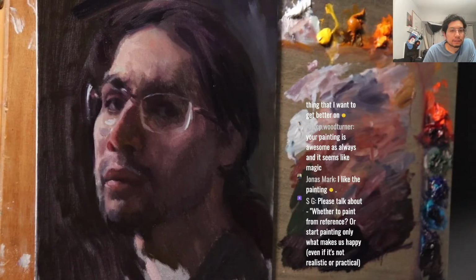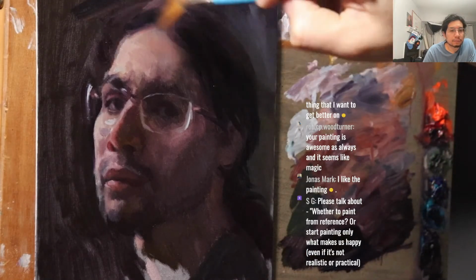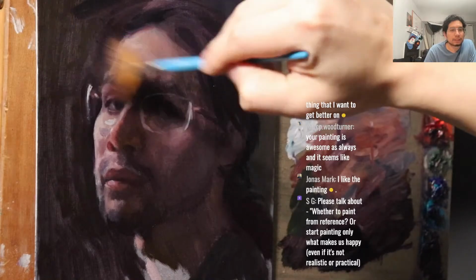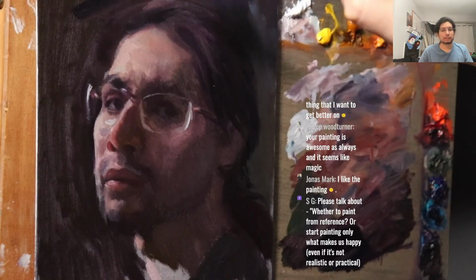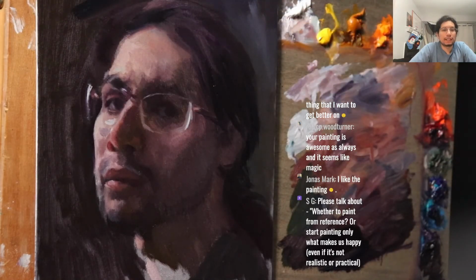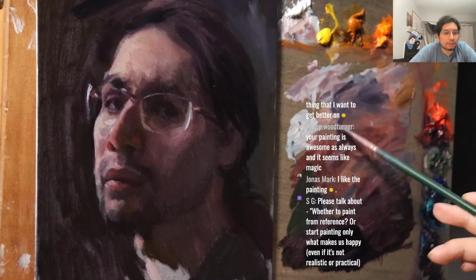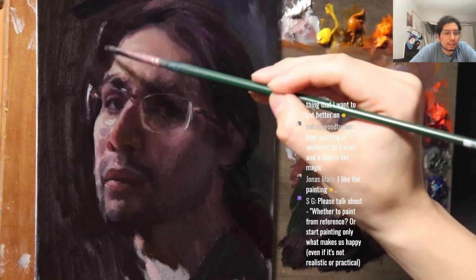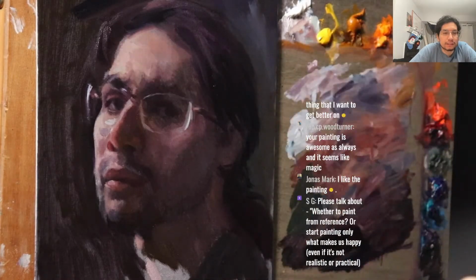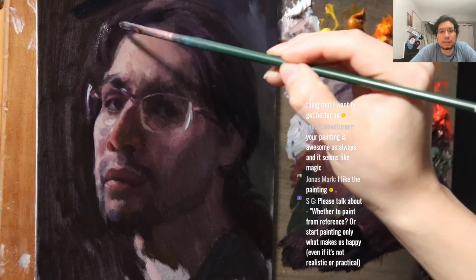SG, please talk about whether to paint from reference or start painting from what makes us happy, even if it's not realistic or practical. I go with the latter one. Paint what makes you happy, even if it's not realistic or practical. Paint what makes you happy.